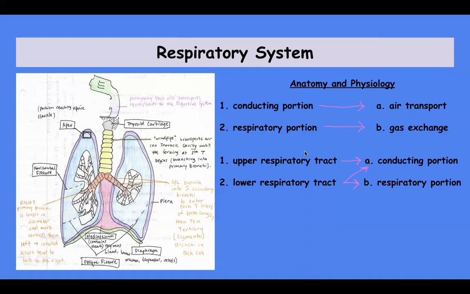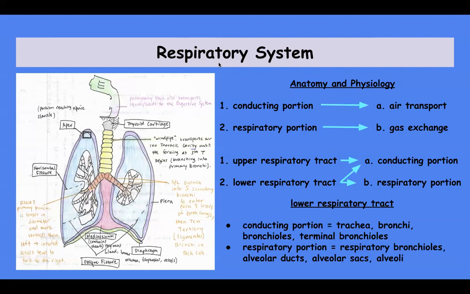So conceptually, let's think about this. The upper respiratory tract, we can then say is responsible for air transport, right? Because it is a conducting portion. And then the lower respiratory tract, we can say is responsible for both air transport and gas exchange, because it is considered both a conducting portion and a respiratory portion. And we've clearly identified what that means. So thank you all for your participation in the chat. And let's go to the next slide and review the answer.